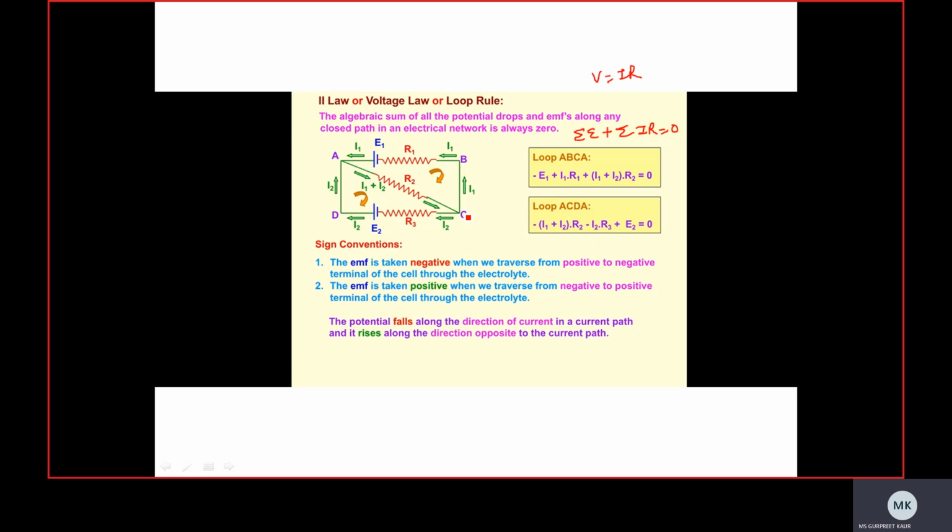Now this Kirchhoff's voltage law, loop rule or second law, is in accordance with the law of conservation of energy, according to which energy is neither created nor destroyed. It can change its forms. Here, EMF and potential across any resistance, what is it? EMF क्या है? That is work done in taking the charge through a complete circuit.